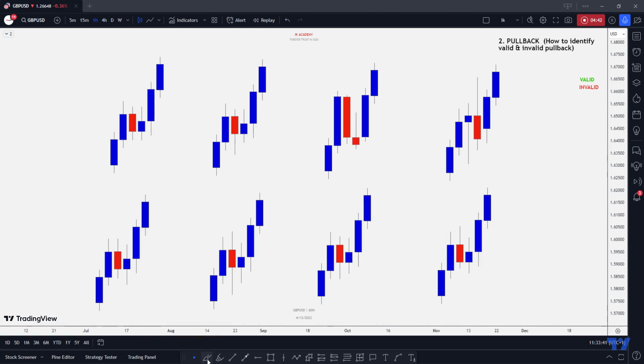For instance, let's look at this particular candle here. Sorry, let me change this to orange. So let's look at this first candle here. Now, this is the body. This is the wick.